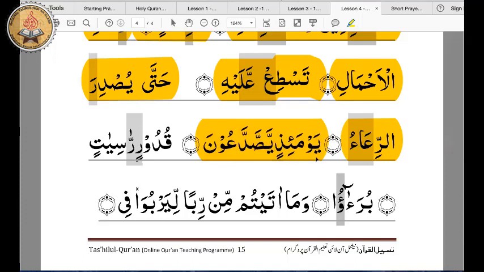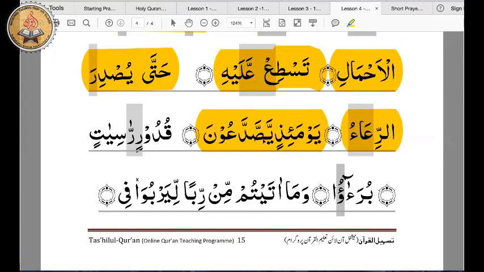Okay, let's move to the next one, please. Yawma'idhin yasda'un. Put a little bit more emphasis on these three because they're all mushaddad letters. Yawma'idhin yasda'un. Yawma'idhin yasda'un. Excellent, very good. Okay, jazakallah, thank you very much. Well read by both of you. Let's have another student. Let's have A5124. Assalamu alaikum.